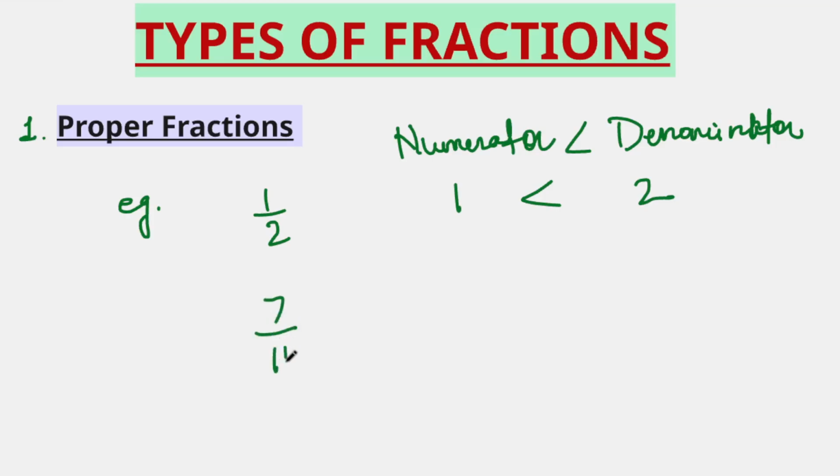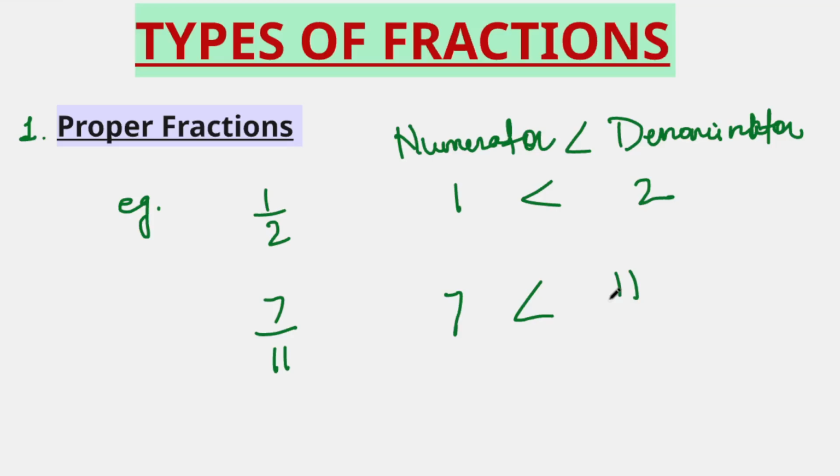We have 7 upon 11. 7 is less than 11. Here 7 is the numerator because the number at the top is what? Numerator, and the bottom number is denominator. So whenever a fraction has a smaller numerator and a bigger denominator, that is a proper fraction.